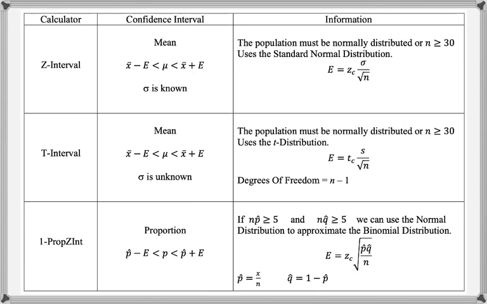unknown. Now for both the z interval and the t interval, the population must be normally distributed, or the sample size has to be greater than or equal to 30. The one prop z interval is for proportions, and n times p hat and n times q hat both have to be greater than or equal to 5. Otherwise, we can't construct the confidence interval.